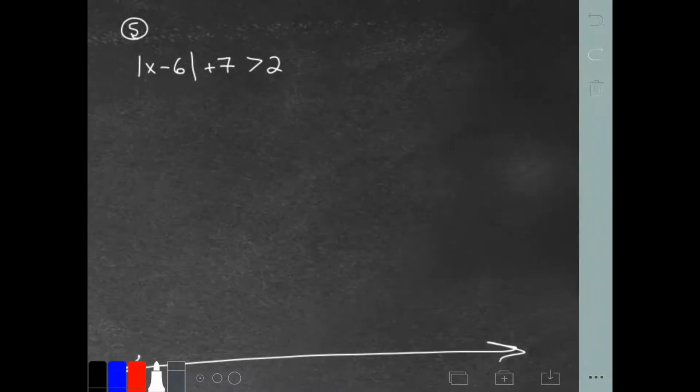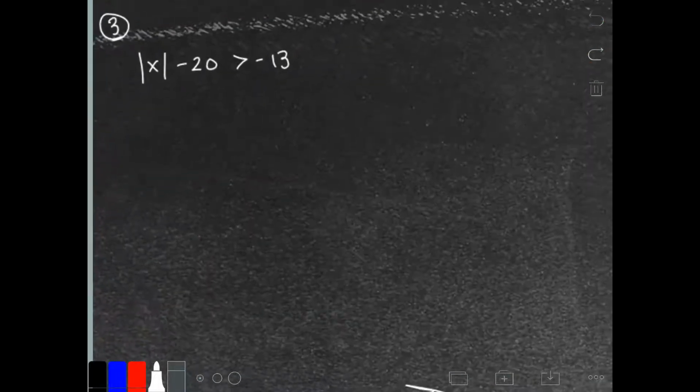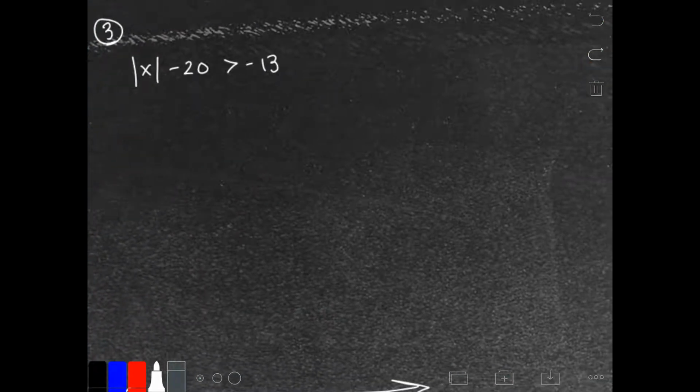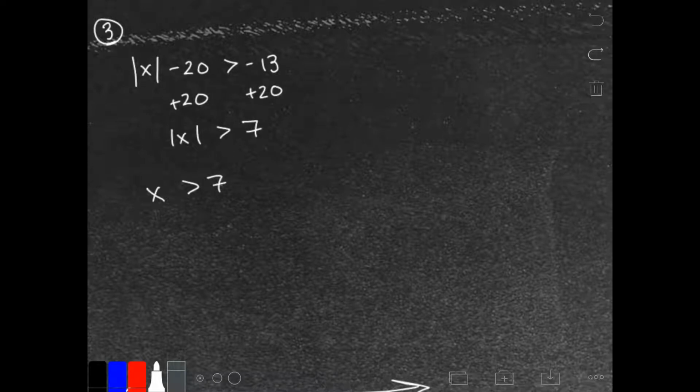Well, what happens when we have an absolute value inequality with a greater than sign? Well, let's take a look. Let's isolate the absolute value term. So I'm going to add 20 here, and I get the absolute value of x is greater than 7. We're going to rewrite two cases. x is greater than 7. x is less than negative 7.